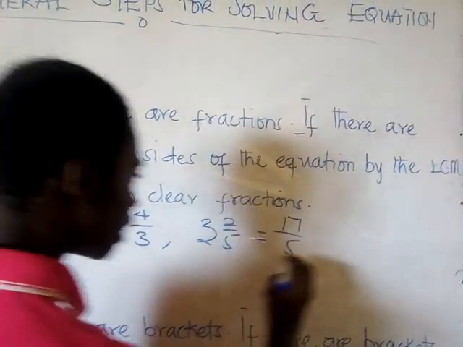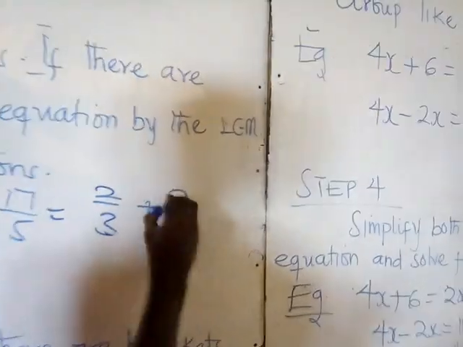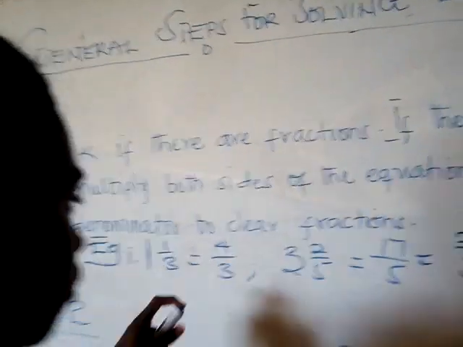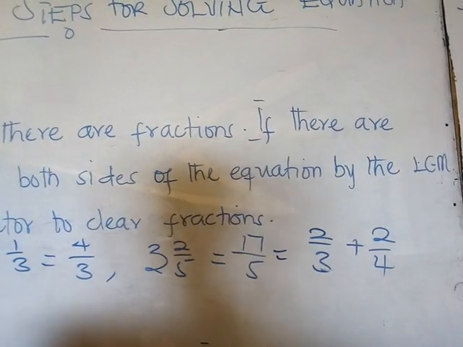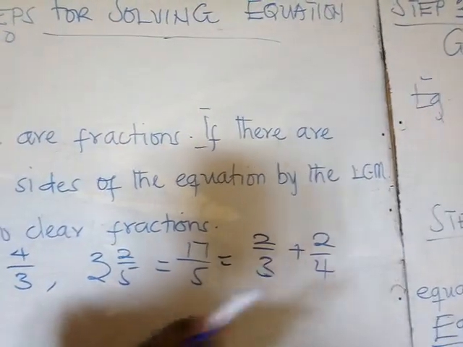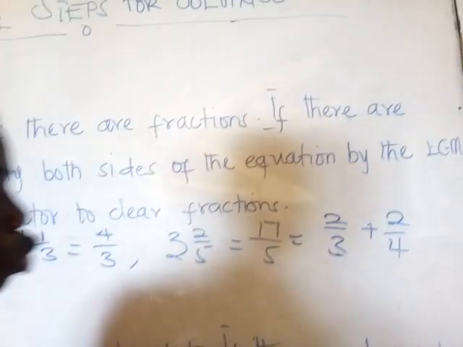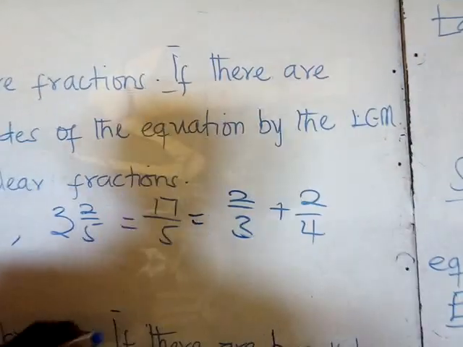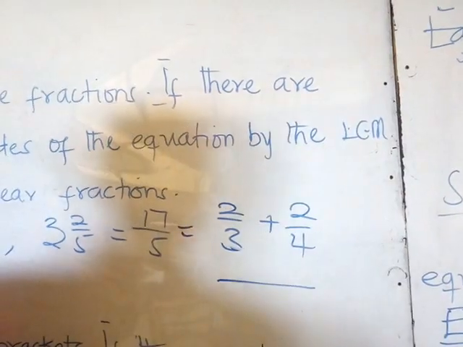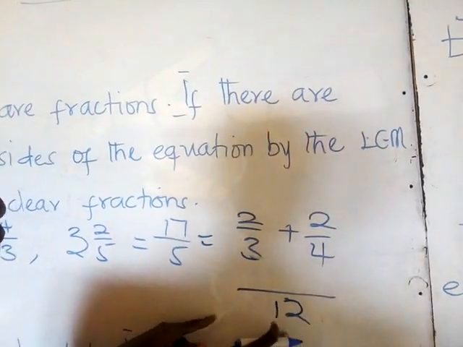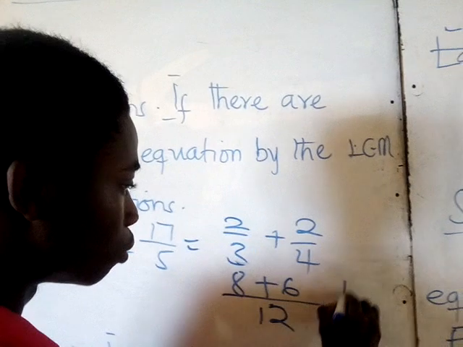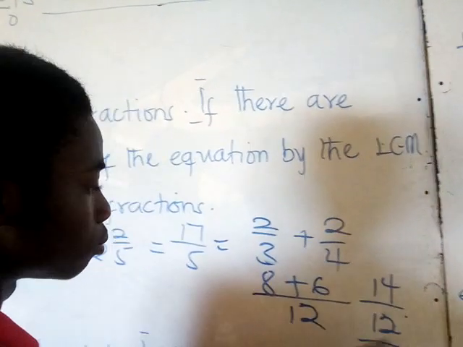And also, let's take another example: 2/3 plus 2/4. The step told us that if they are fractions, multiply both sides of the equation by the LCM of the denominator to clear the fraction. We've changed it to improper fraction, so now we are about to solve for the LCM. The LCM for this is 12. 3 goes into 12 four times, 4 times 2, 8. 4 goes into 12 three times, 3 times 2, 6. So it becomes 14 over 12.